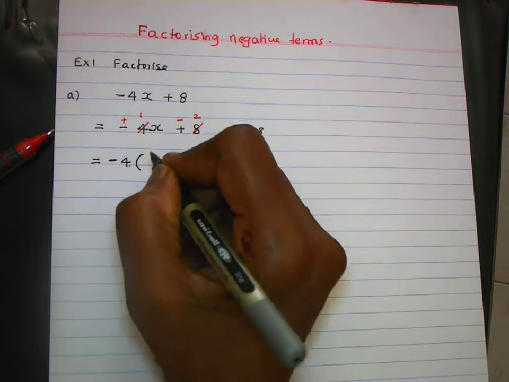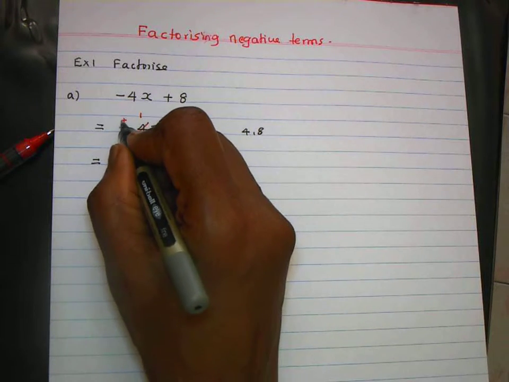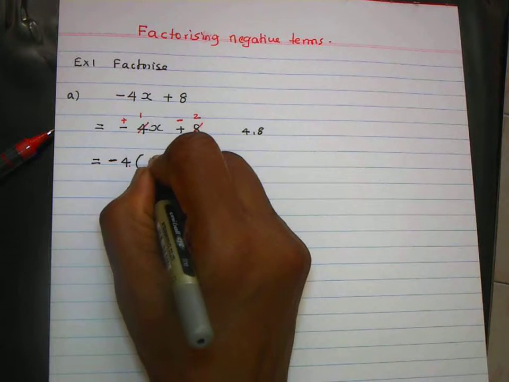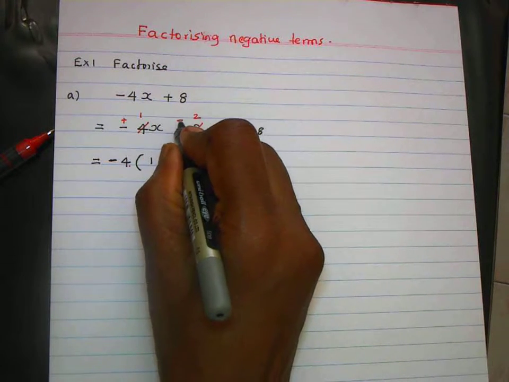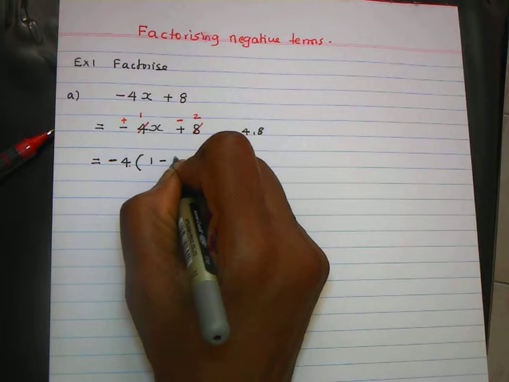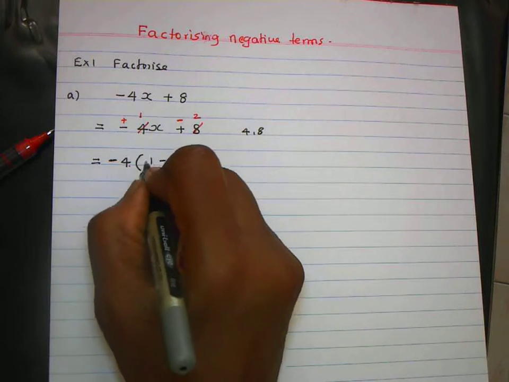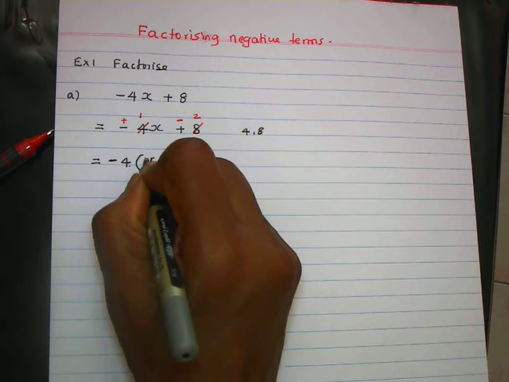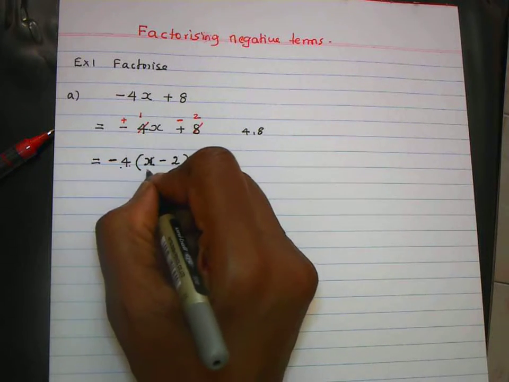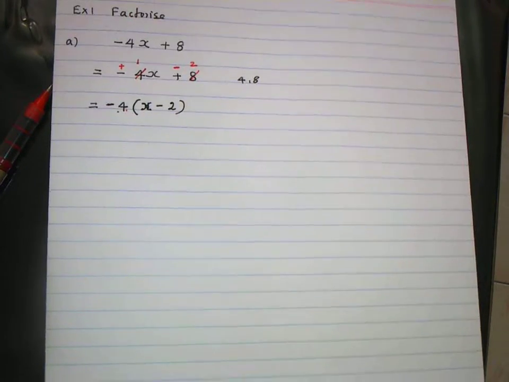Open the bracket. Now because I've taken all those things out, minus becomes plus, the 4 is taken out, so it's plus 1 or just 1. Then the sign you have to put in now is minus 2. But okay, what mistake I'm doing is 1x, so it has to be x minus 2. So it's minus 4 bracket x minus 2. That's your answer. Okay, we'll do another one.